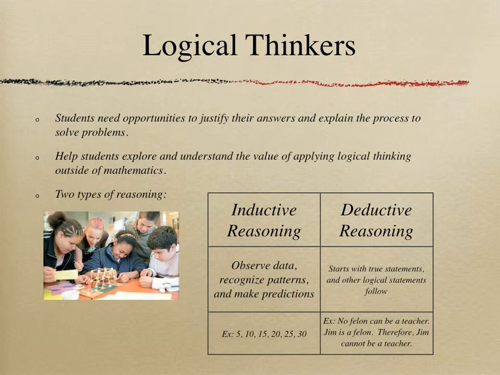Now deductive reasoning starts with a true statement and then other logical statements follow. For example, no felon can be a teacher. Jim is a felon. Therefore, Jim cannot be a teacher. And so the true statement is that no felon can be a teacher. And then there are other logical statements that will follow, and this deductive reasoning in this situation is valid.